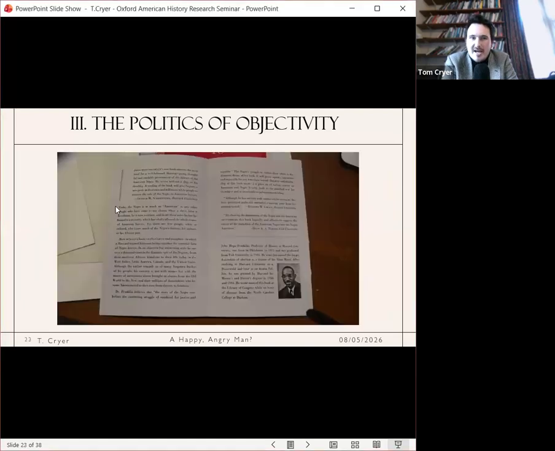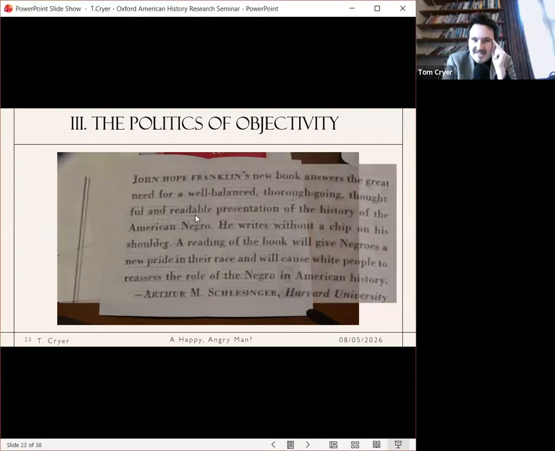So Knopf energetically gathered quotes of white scholarly approval. Most explicitly, it chose for the dust jacket a striking quotation from Franklin's doctoral mentor, Arthur Schlesinger Sr., suggesting that Franklin wrote, quote, "without a chip on his shoulder." Reading Franklin's text would give African American readers a new pride in their race and would cause white people to reassess their role in American history. Such backhanded praise was a constant of Franklin's career. It earned him doctoral funding, public audiences. It might indeed have been well-intentioned given the racial regime at the time, but it simultaneously meant race was never, perhaps, inescapable.